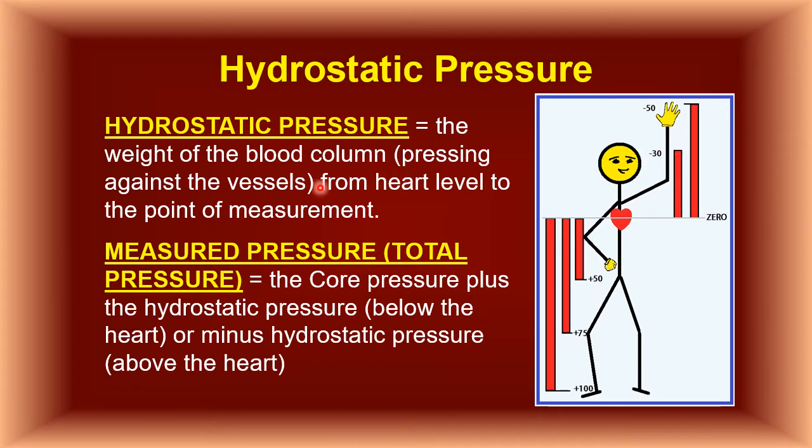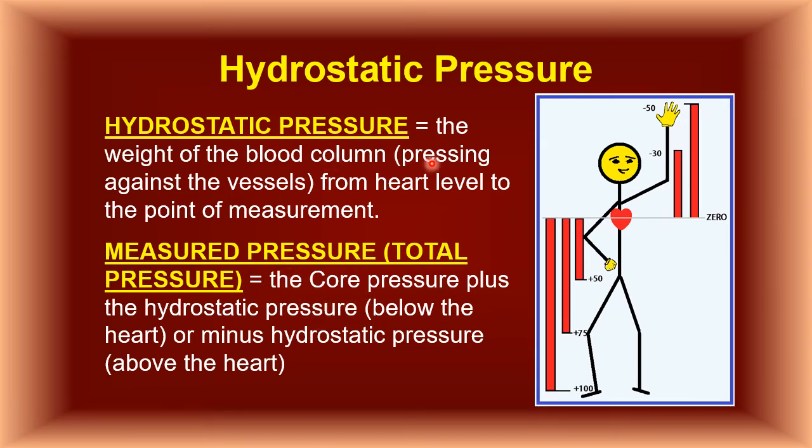So again, what is the hydrostatic pressure? It's the weight of a blood column pressing over the wall of the vessel, the weight of a blood column from the heart level to the point of measurement. Okay, the measured pressure or the total pressure is what? The hydrostatic pressure plus the core pressure. Core pressure, that is the pressure in the heart. So the measured or the total pressure is the core pressure plus the hydrostatic pressure.